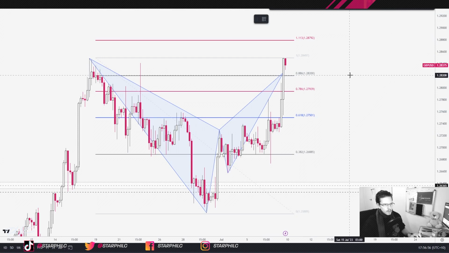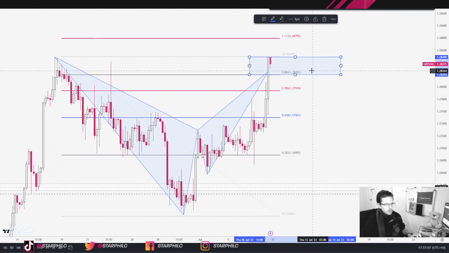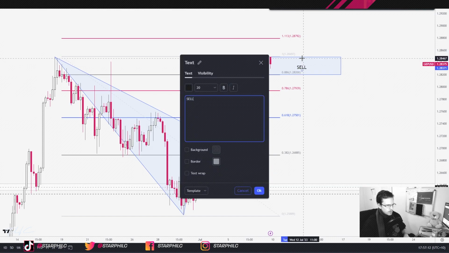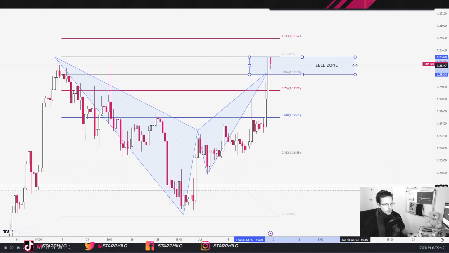Because anywhere within the 886, so draw in a box tool now. Yep, another one of my favorite tools. Draw in a box tool. Anywhere within this rectangle is a sell. Okay, sell zone. Sell zone right there. Okay. So if price action moves up into the D point completion here, which we are, and we're in this box, which is a great risk to reward, we can sell it. It is a valid sell opportunity in there.